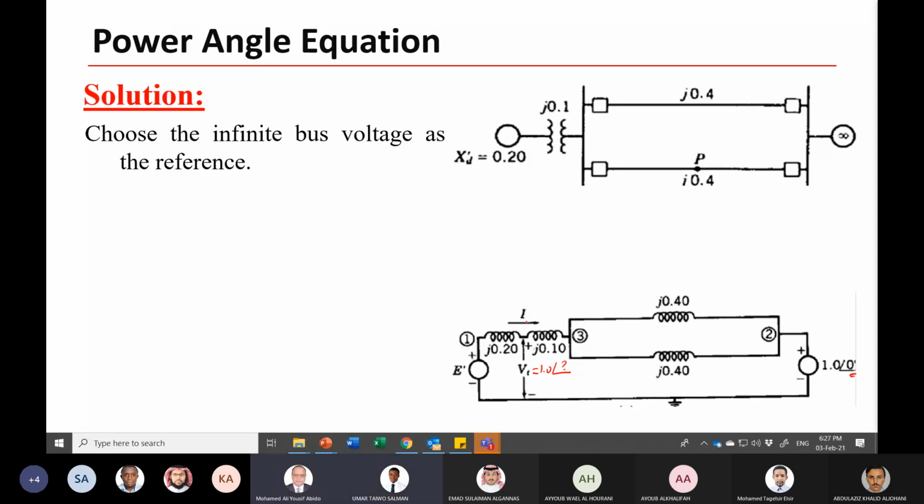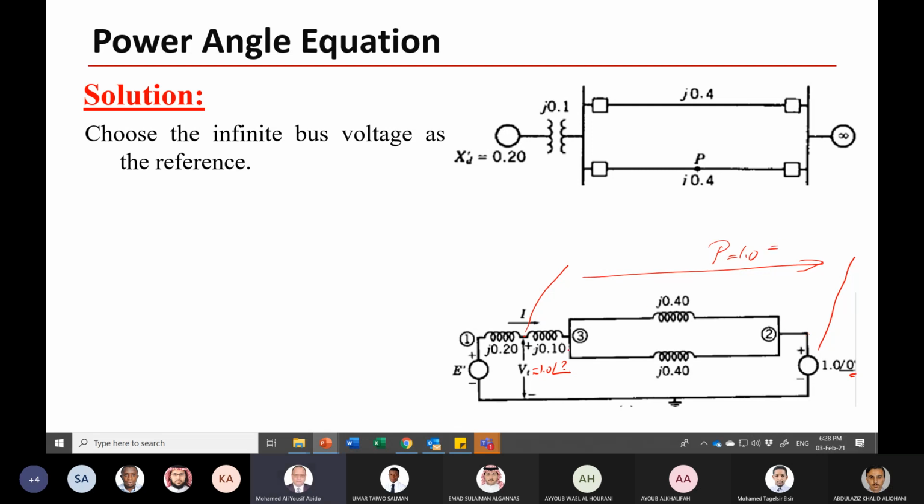So let me ask you, how much power is transferred from this point to this point? It's given: 1 per unit. The power transfer from E prime to the infinite bus is 1 per unit. Therefore, the power transfer between this point and the infinite bus is also 1 per unit.